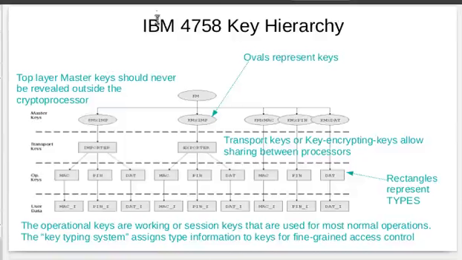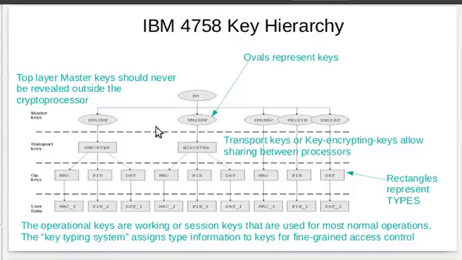Okay, so the IBM hardware security module, there's a bunch of them, but the classic one was the IBM 4758, which identified the hardware security module. That had a special key hierarchy, very similar to the Visa security module. The idea being that you have hierarchies of keys.